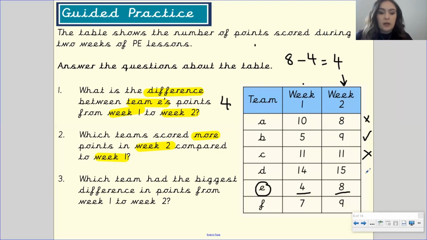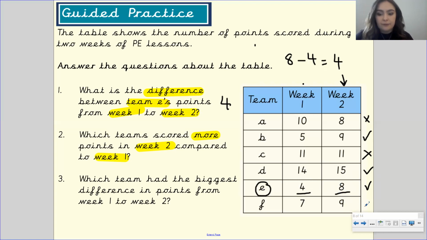Okay, the next one. Team D, did they score more in week 2? Well done, they did. They scored 15 points in week 2 and 14, which means they scored 1 more point in week 2. And Team E, did they score more points in week 2 than they did in week 1? Well done, they did. So they scored 8 in week 2 and 4 in week 1, which means they scored more in the second week.